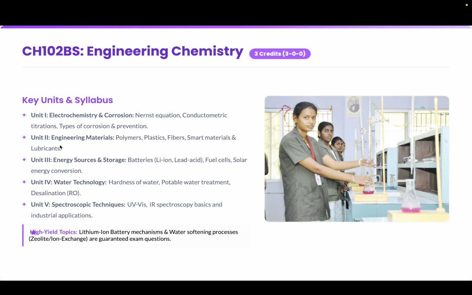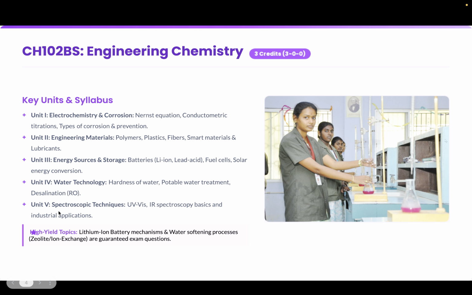In unit 2 you will be learning engineering materials, where you will study polymers, plastics, fibers, smart materials and lubricants. In unit 3, energy sources and storage, you will deal with topics like batteries, lithium-ion batteries, lead acid, fuel cells and solar energy conversion. In unit 4 you will be studying water technology, where you will learn hardness of water, potable water treatment and desalination, which is reverse osmosis, or RO.